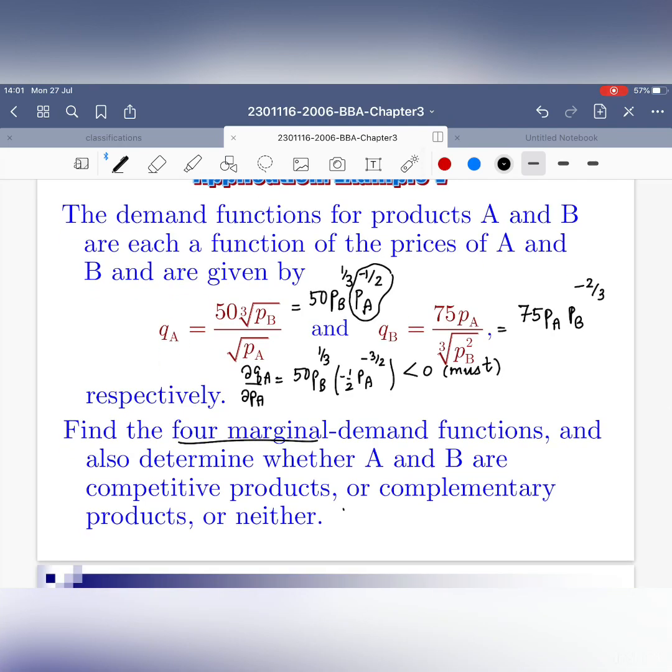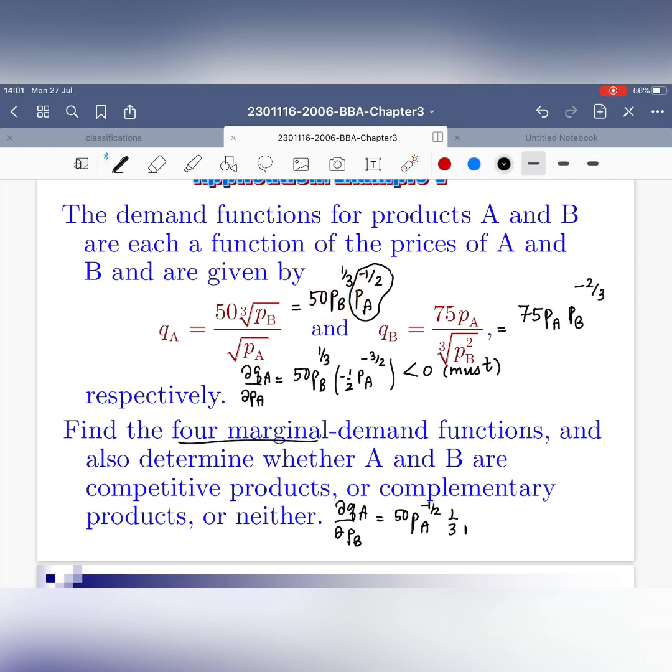How about your dQA with respect to the price B? Now it means that the derivative will go directly to your PB raised to the power 1/3. So the thing like 50 PA raised to the power negative 1/2 is right there, and this one becomes what?